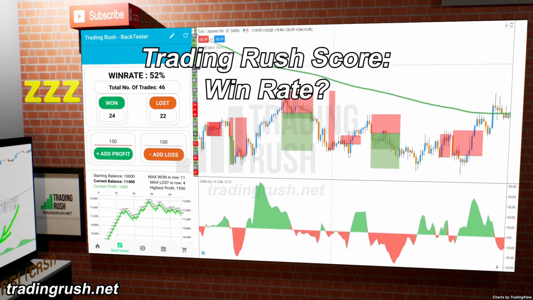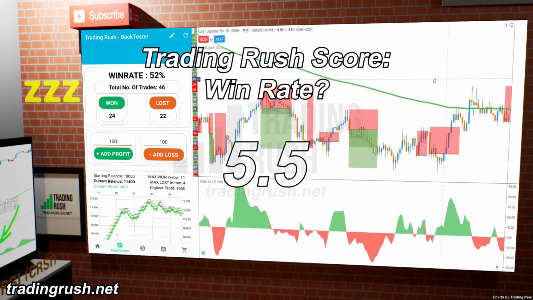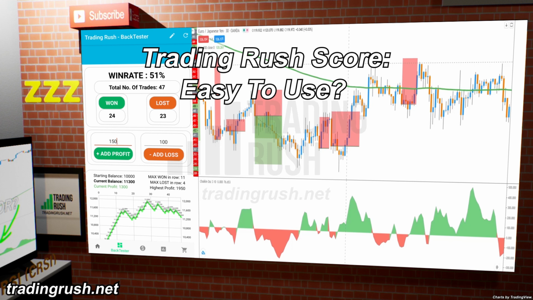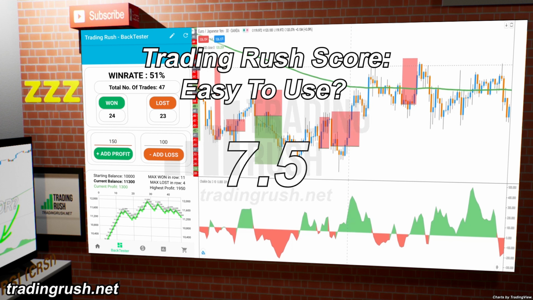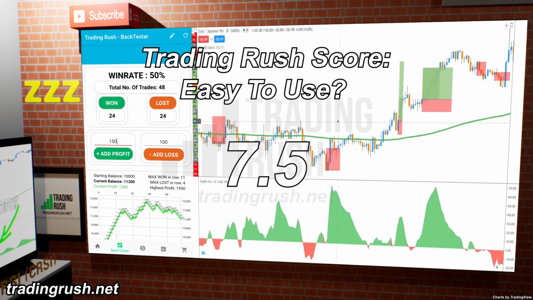In the win rate category, Tchaikon Oscillator gets a 5.5 out of 10. Win rate is good and profitable, but not high as some other trading strategies we have seen on the Trading Rush channel. In the easy to use category, it gets a 7.5 out of 10. The Tchaikon Oscillator strategy is fairly straightforward, and all you have to do is look at a line when it crosses above or below another line.